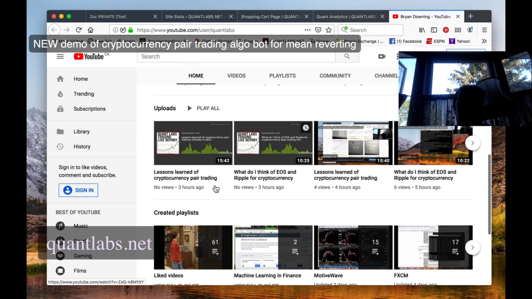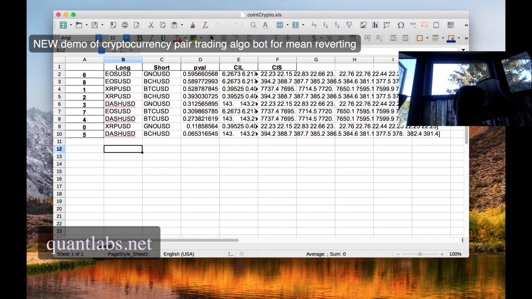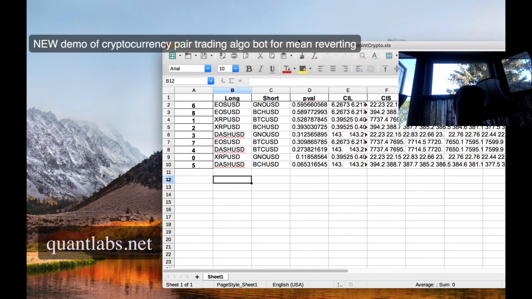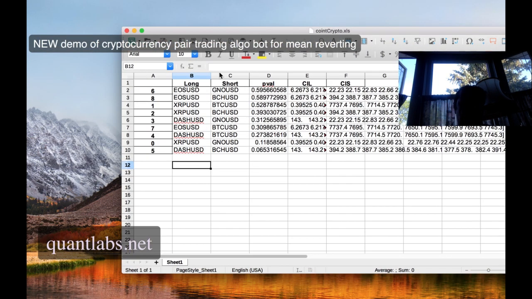Okay, continuing our conversation from this morning, I put up a video concerning lessons learned of cryptocurrency pair trading. What I'm going to show you is what I just generated. I've got two scripts here in Python that I've written. The first one essentially goes through the three strongest current crypto pairs versus the three weakest players.